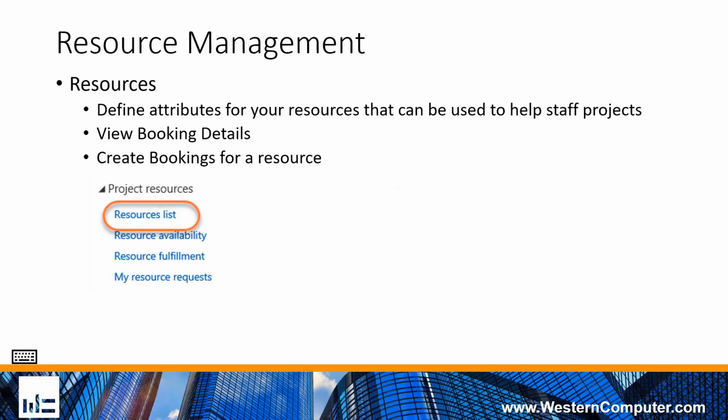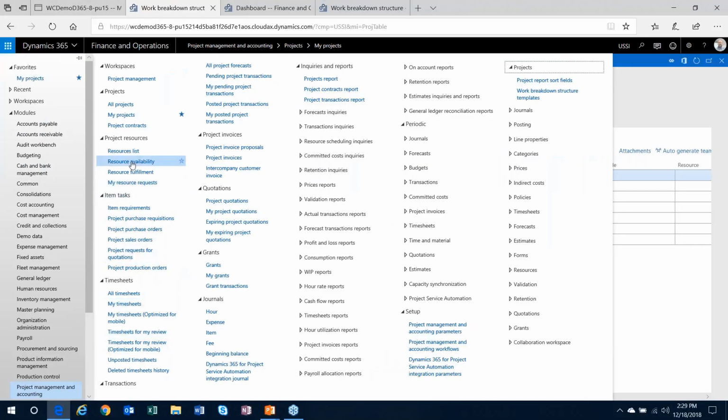When it comes to resource management in the system, there are a number of things. First, you need resources, which are workers in the system. So as you set up workers and you fill out the project-related information on workers, resources are created in the system. And what you can do on these resources, you can define attributes on your resources, essentially assign them skills and other things that can be used to staff projects. You can view the booking details on your resources in the system here, and you can also create them from your resources.